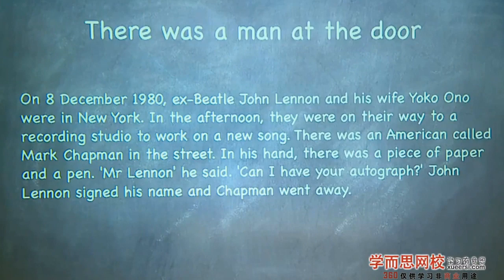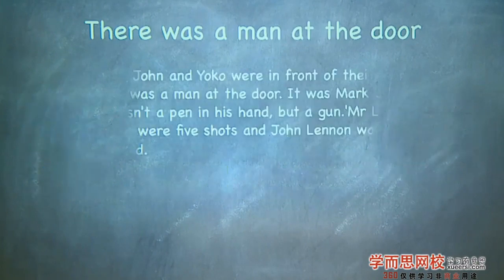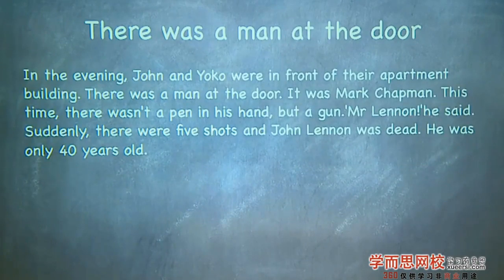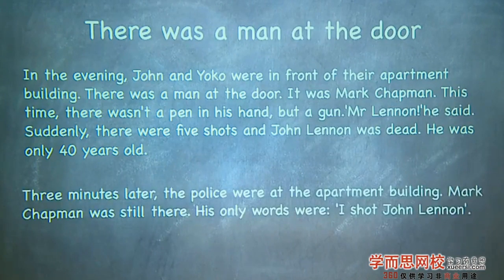In the evening, John and Yoko were in front of their apartment building. There was a man at the door. It was Mark Chapman. This time, there wasn't a pen in his hand, but a gun. "Mr. Lennon," he said. Suddenly there were 5 shots, and John Lennon was dead. He was only 40 years old. 3 minutes later, the police were at the apartment building. Mark Chapman was still there. His only words were, "I shot John Lennon."